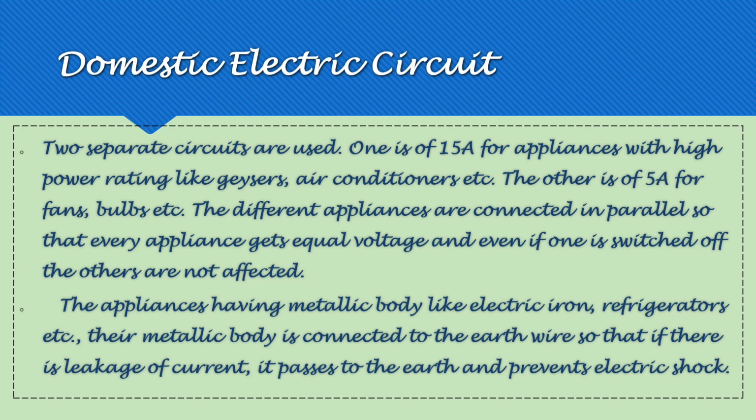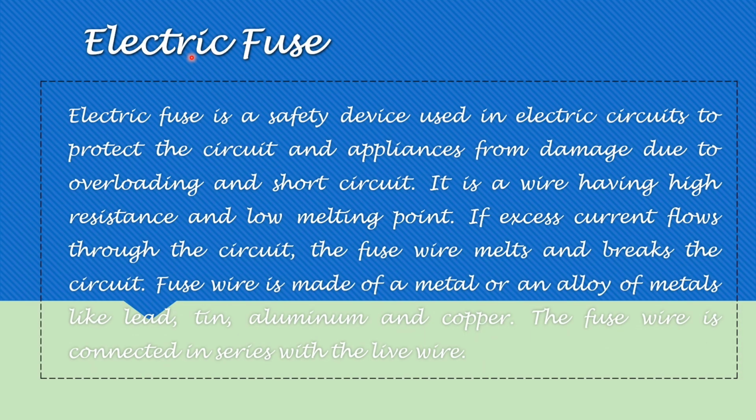So next is the electric fuse. It is a safety device. It is used mainly in electric circuits. It is mainly used to protect the circuit and the appliances connected to it from damage, it may be due to overloading or short circuit. Here the fuse wire is made of metal, and it is connected in series with the live wire. This wire always has a high resistance and low melting point. So when excess current flows through this circuit, the fuse wire easily melts and breaks the circuit, and it is meant for safety purposes.